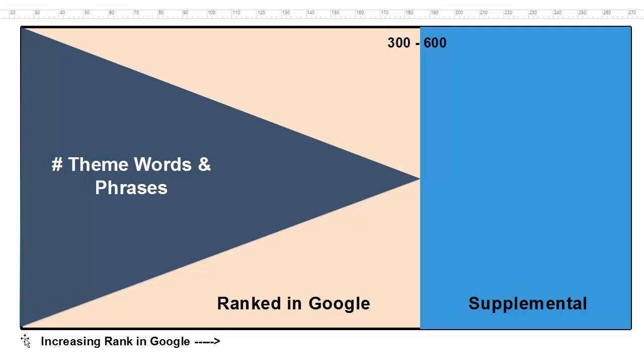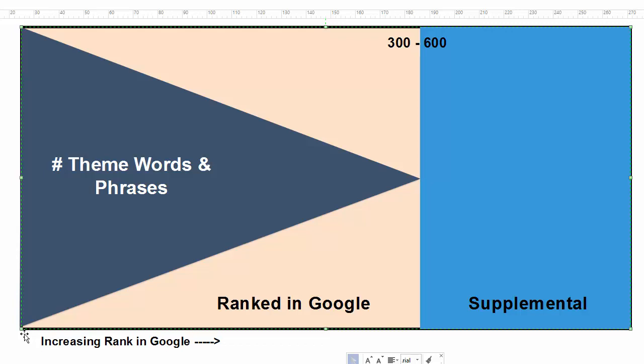As we go across the bottom, we're going from left to right, and it's increasing in Google rank. So right here on the left-hand side, that's the page rank number 1. The other thing to notice is this large triangle that I've drawn inside the rectangle, and this represents the number of theme words and phrases that are found in an article. So down at number 1, we would reckon that those pages ranking in the top 10 are going to have nearly all of the correct theme words and phrases.